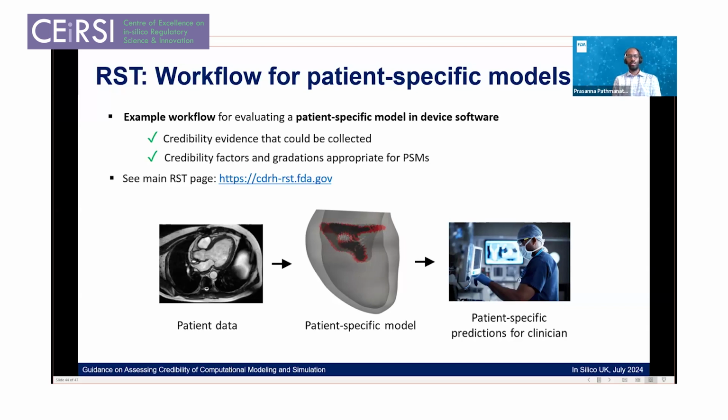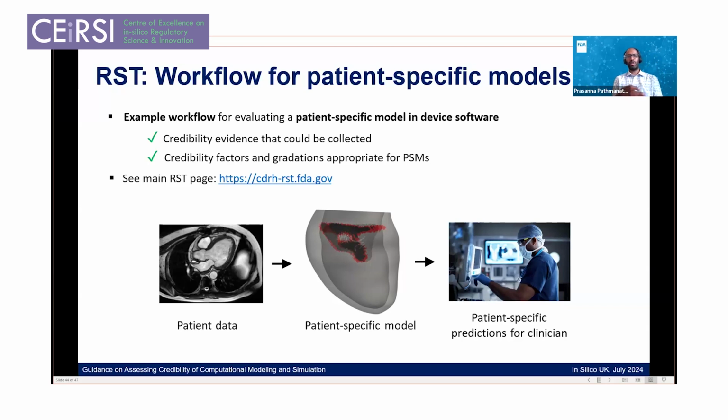This RST is a document that basically says, here are some assumptions about how the patient-centered model works, what kind of data is collected, what kind of predictions it makes. And with those assumptions, here is a workflow that is consistent with the guidance that could be followed to evaluate it, that addresses some of the unique considerations that arise, and includes things like, this is the credibility evidence that could be collected, and these are the credibility factors and gradations that would then be appropriate.